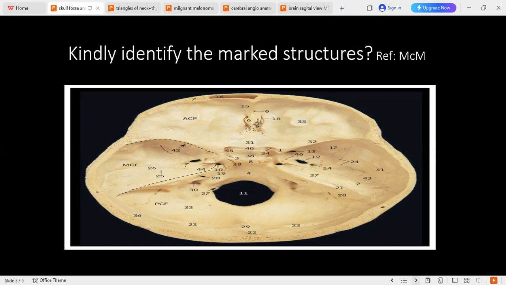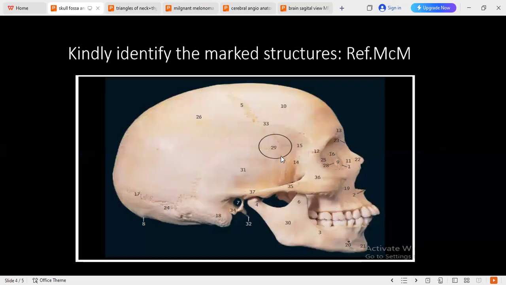Moving on. Please identify this circled structure, 29. This is the pterion. Please tell me which bones form the pterion. The pterion is formed by the frontal bone, parietal bone, temporal bone, and sphenoid bone. What is the clinical significance of the pterion? Behind this bone runs the middle meningeal vessel, and any injury to this vessel could lead to epidural hemorrhage.